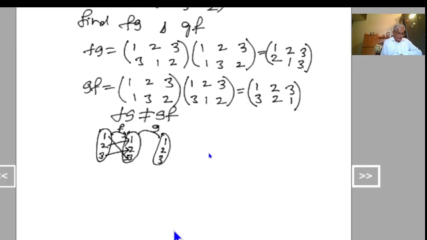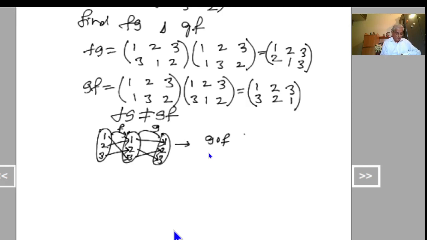In G, 1 is mapped onto 1. 2 is mapped onto 3. 3 is mapped onto 2. Okay. And here we denote this by G composition F.